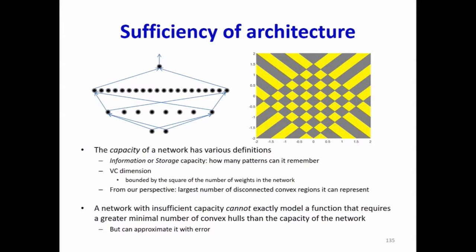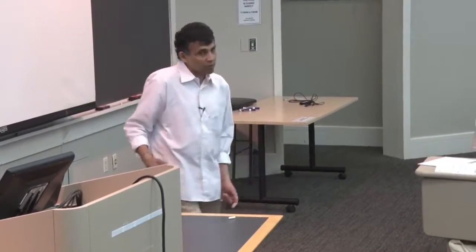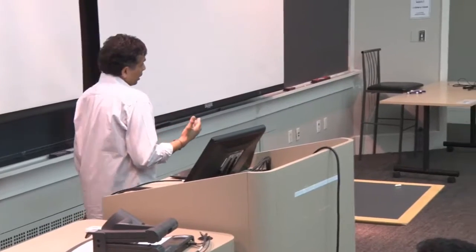And it turns out there's really no nice way of characterizing the capacity of a network. So pretty much everything that we did in this class was supposed to give you an idea of the fact that a network has a capacity to model things. And if the function that you're trying to model is more difficult than what the network can model, then you can be arbitrarily wrong when you're trying to model it.